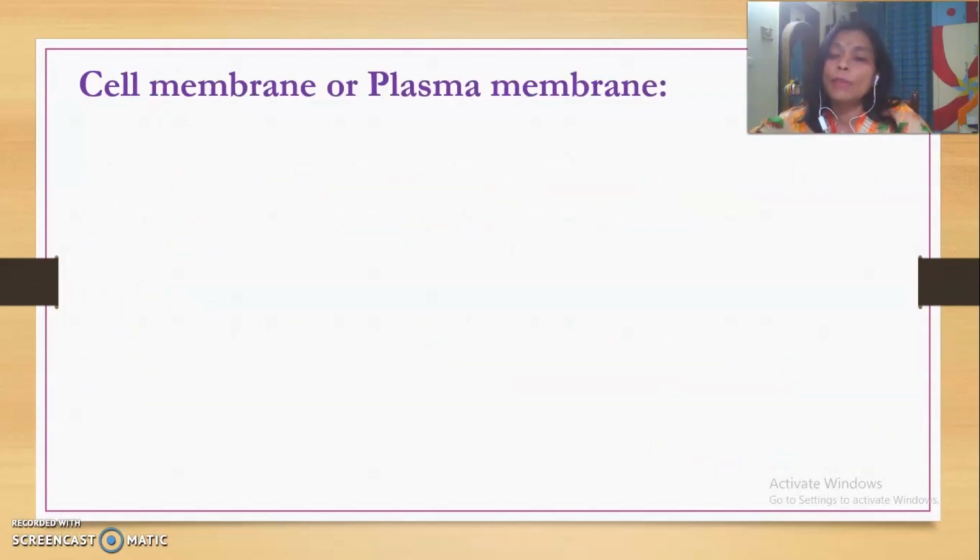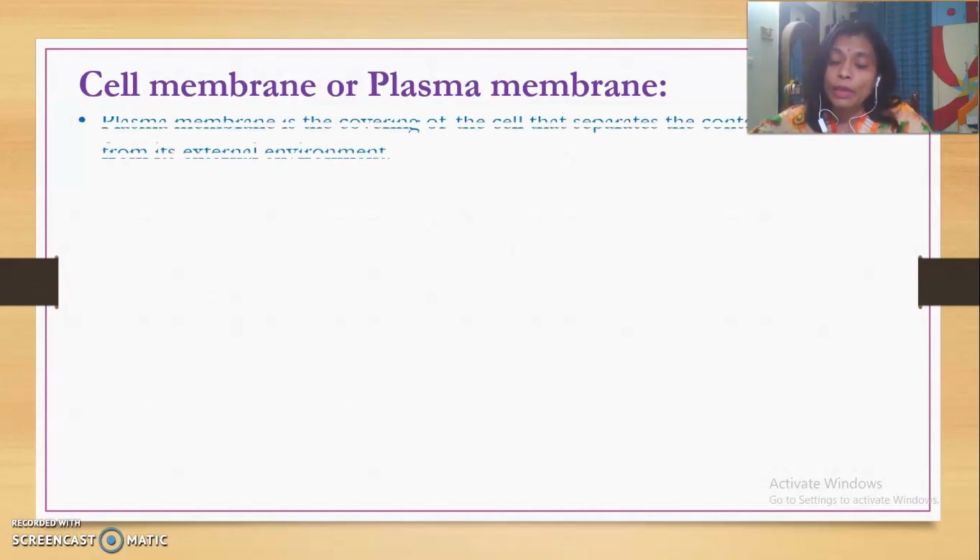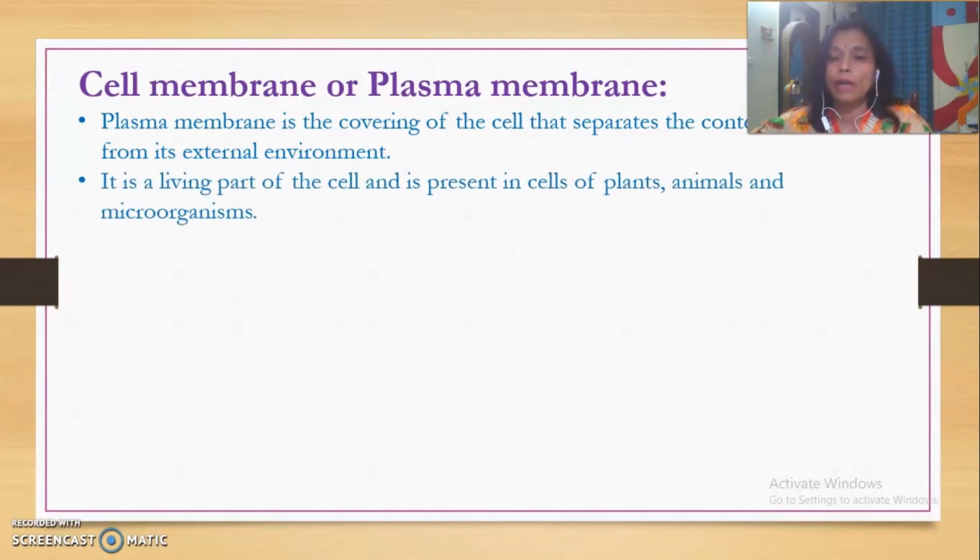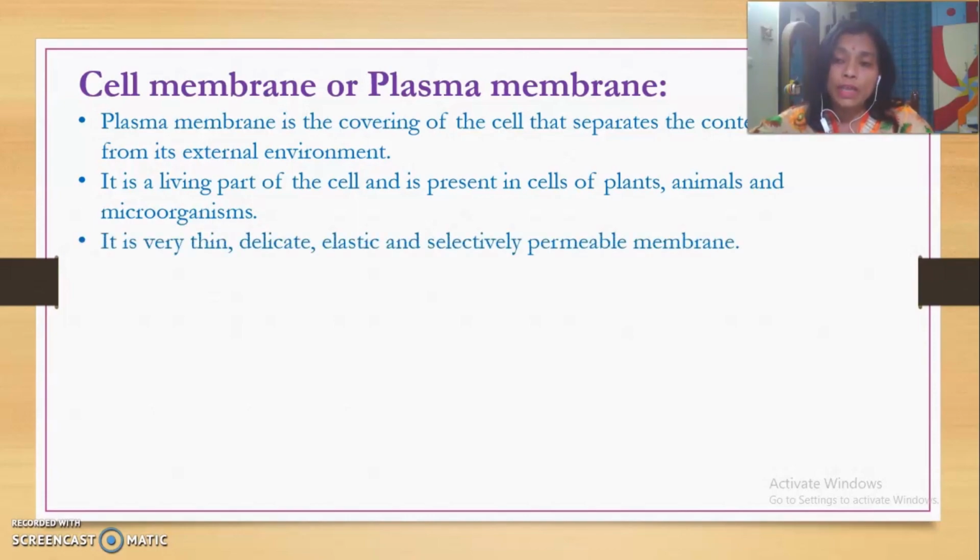Next, we move on to the cell membrane, the plasma membrane. Cell wall was dead, but cell membrane is the living part of the cell. It just separates the external environment from the inner content of the cell. This living cell membrane, also called plasma membrane, is present in all the cells, the plant, the animal, as well as microorganisms. Then it is very thin, delicate, elastic and semi-permeable. This is a very important term.